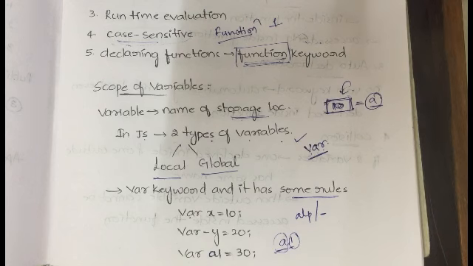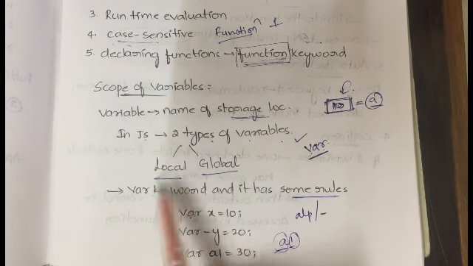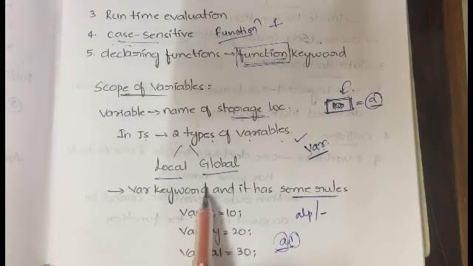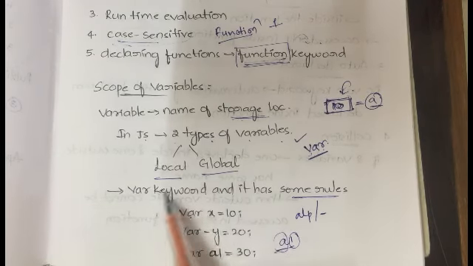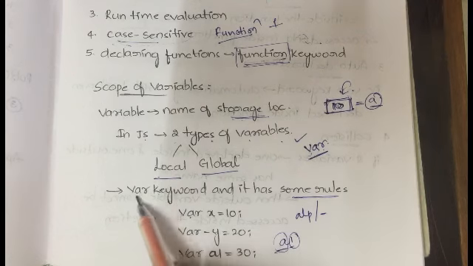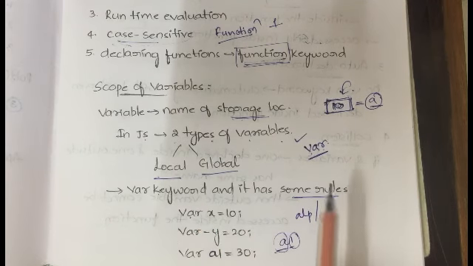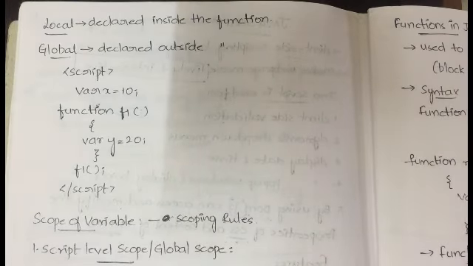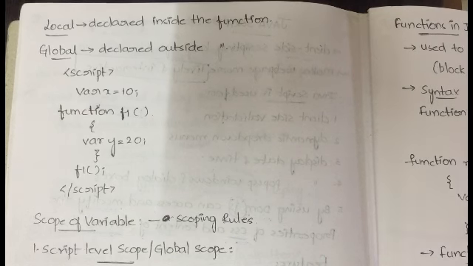It has two types of variable. In JavaScript we define two types of variables. Number one is local and number two is global variables, and we will be using the var keyword to declare a variable. Var keyword followed by the name of the variable. Done. So this is about variables, and now we will learn about scope of variables. And as I said, we have two types of variables. We have local variables as well as global variables, right?